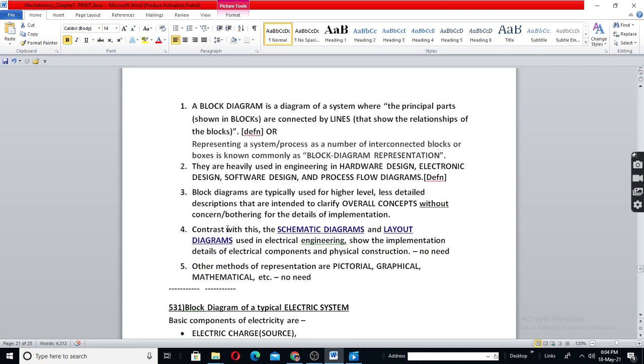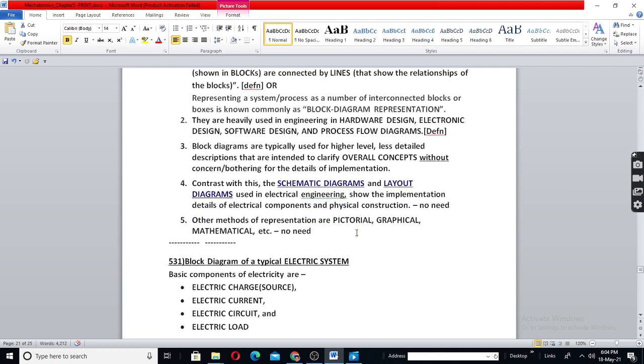Now, in contrast with the block diagram, we have schematic diagrams, and layout diagrams. In schematic diagrams, we have more details, even more in layout diagrams. Other methods of representing a system are pictorial, graphical, mathematical, etc.